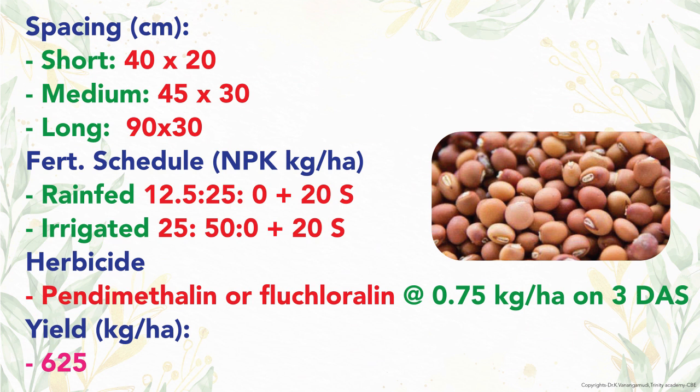Pre-emergence herbicides like pendimethalin or fluchloralin are sprayed at 0.75 kg per hectare on 3 days after sowing. Production of red gram is very low, and it recorded 625 kg per hectare.